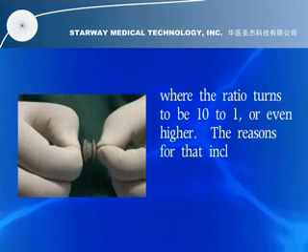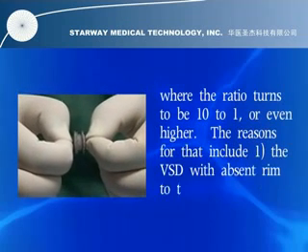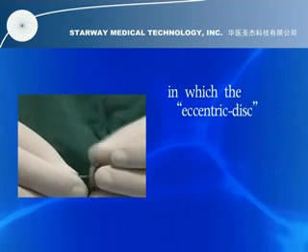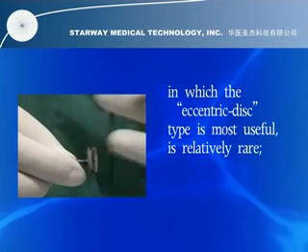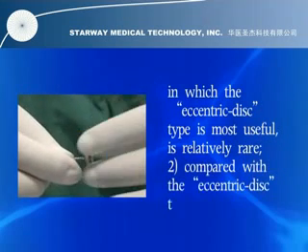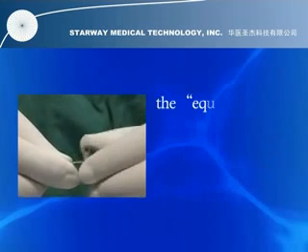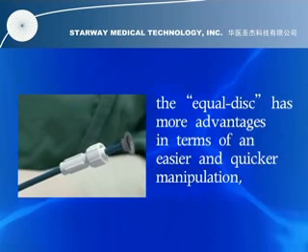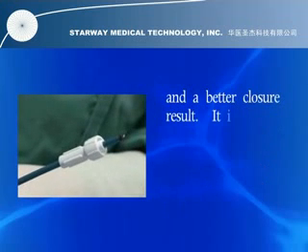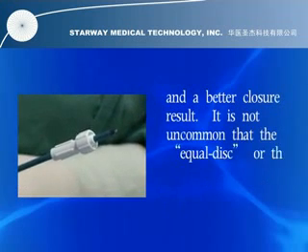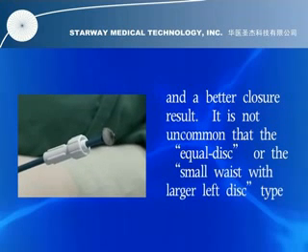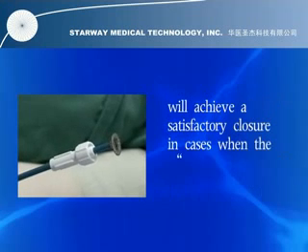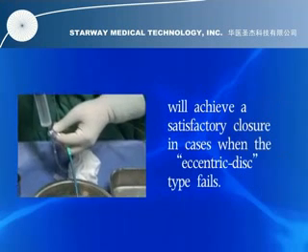The reasons for that include: 1. The VSD with absent rim to the aorta, in which the eccentric disc type is most useful, is relatively rare. 2. Compared with the eccentric disc type, the equal disc has more advantages in terms of easier and quicker manipulation and a better closure result. It is not uncommon that the equal disc or the small waist with larger left disc type will achieve a satisfactory closure in cases when the eccentric disc type fails.